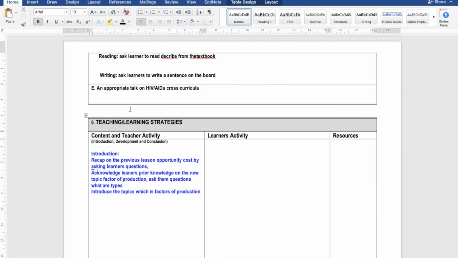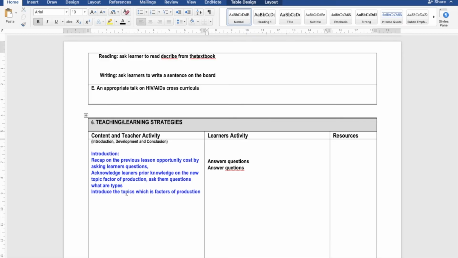Now, this is the teacher's activity. Now, what will be the learners' activities? When you recap and you're asking them questions, what will be the role of the learners? Answer questions, isn't it? Answer questions. All right. The next one, acknowledge learner prior knowledge and ask them questions again. You say answer questions. And then the last one, perhaps you just write it on the board.